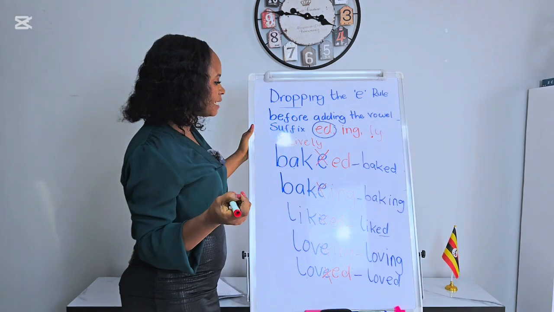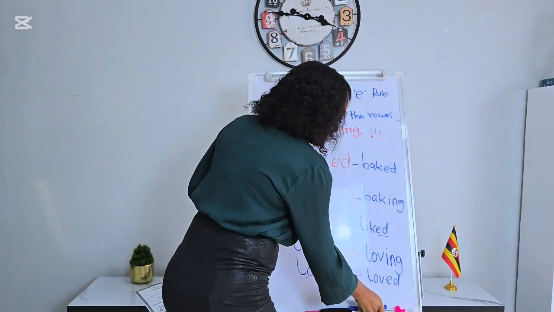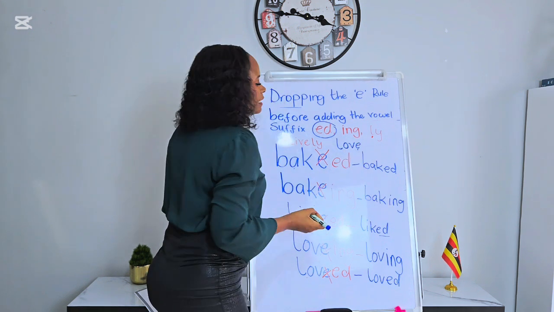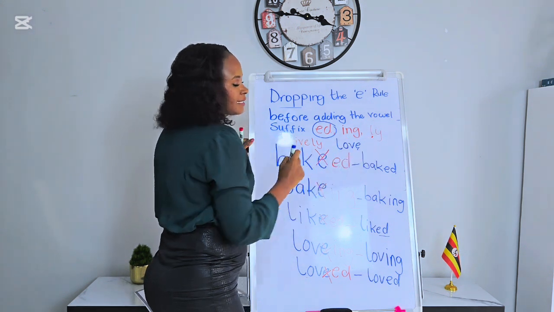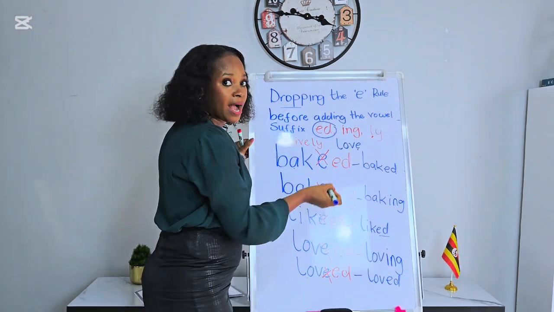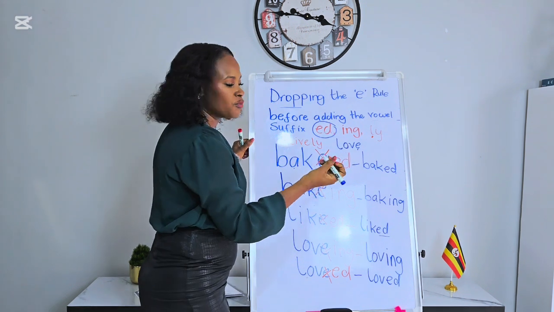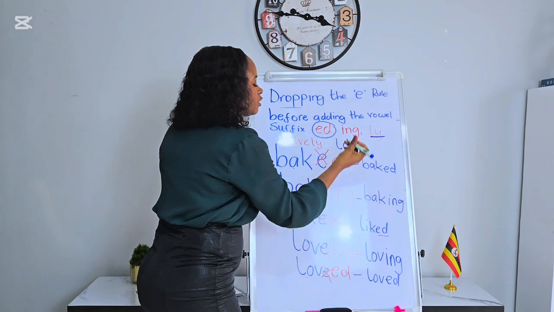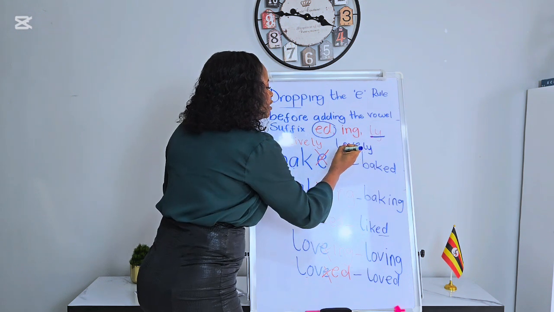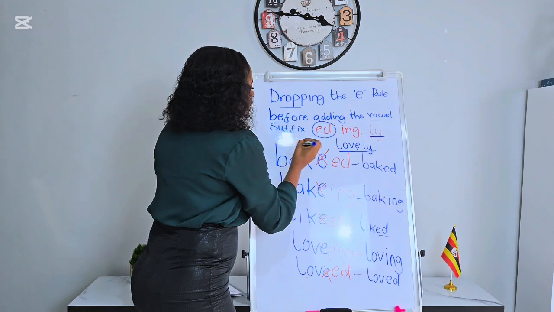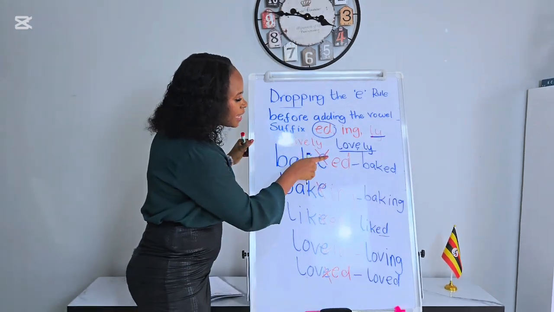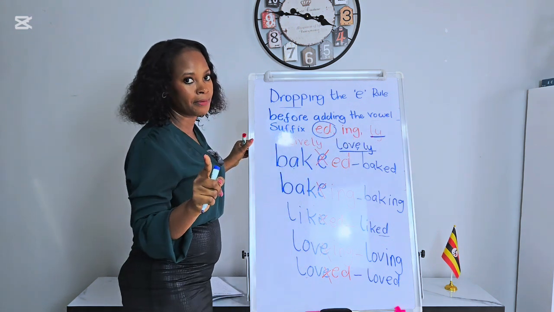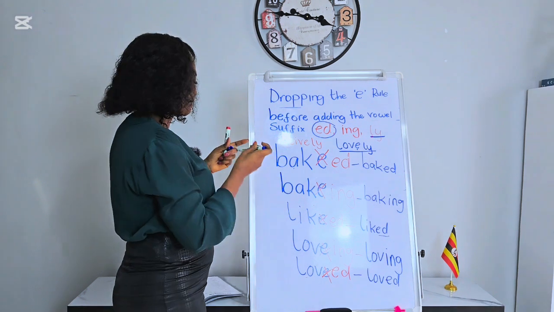Or if I want to write the word lovely, the word is love. It ends in an E. But I want to add a consonant suffix, LY. Do I need to drop the E? No. Because LY is a consonant suffix. It begins with a consonant. So I'm just going to add LY to write the word lovely. Only drop the E if you're adding a vowel suffix. If it's a consonant, keep the E.